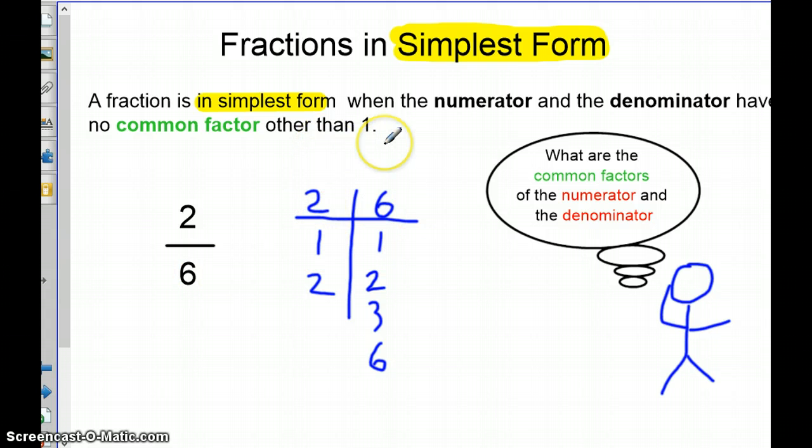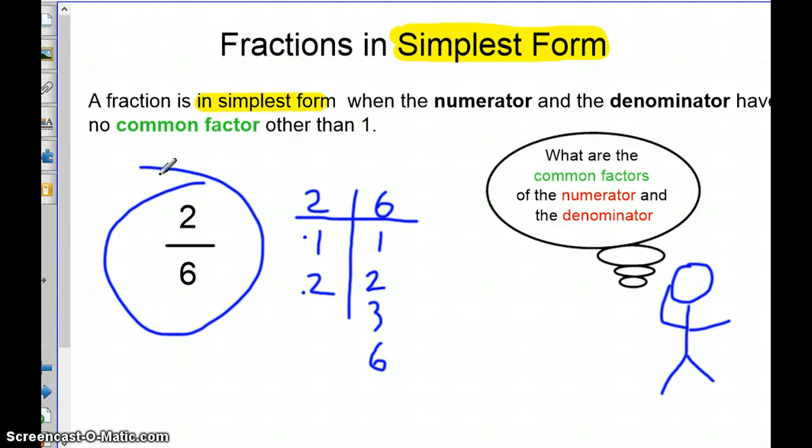The only factors of 2 are 1 and 2. The factors of 6 are 1, 2, 3, and 6. So we can see that they have 1 and 2 in common. This tells us that 2/6 is not in its simplest form, because in order to be in simplest form, the numerator and the denominator, their common factor can only be 1. So this is not in simplest form, and we're going to learn how to simplify it right now.